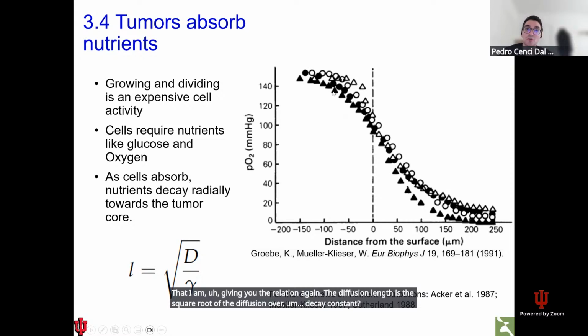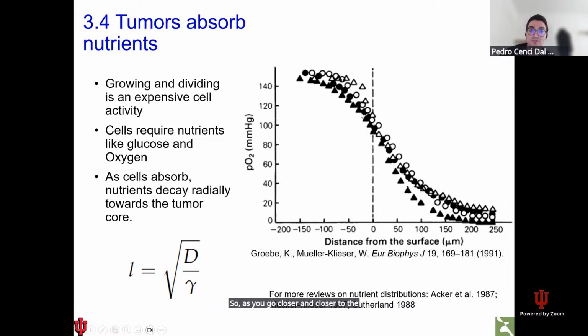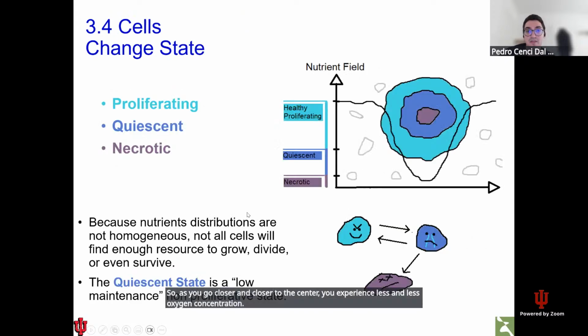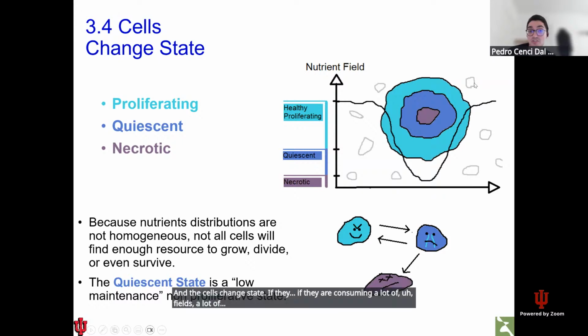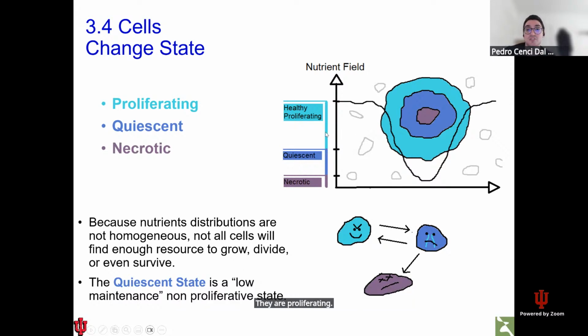So as you go closer and closer to the center, you experience less and less oxygen concentration. And the cells change state. If they are consuming a lot of fields, experiencing a high concentration of these nutrients, they are proliferating. If it's not so much, they go quiescent. And if it's under a threshold, they go necrotic and they die. And that's what creates the layered avascular tumor spheroid.